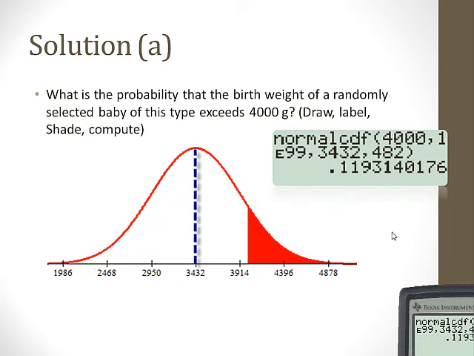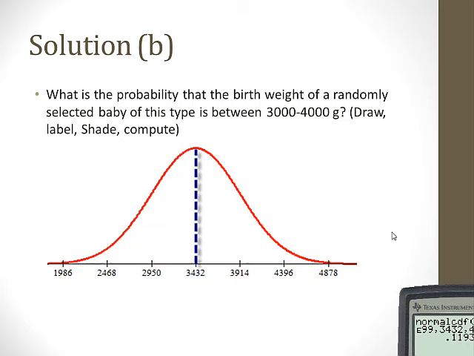And there's the snapshot there for you. Okay, part B. What is the probability that the birth weight of a randomly selected baby of this type is between 3,000 and 4,000 grams? Draw, label, shade, compute. Now once you've drawn it once, it's pretty easy just to recopy that. I recommend recopying it, and I know it takes an extra 15 seconds, but it's worth it.